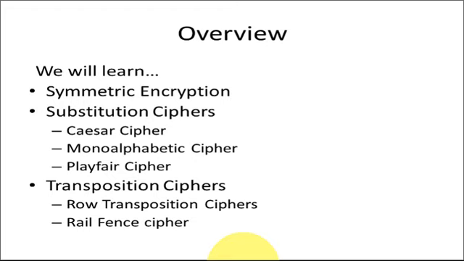That is symmetric encryption. What is symmetric encryption? Then substitution cipher. Then certain substitution cipher algorithms, that is Caesar cipher, monoalphabetic cipher, and Playfair cipher. Then in the transposition cipher, we are going to discuss two ciphers. One is row transposition, then rail fence cipher.